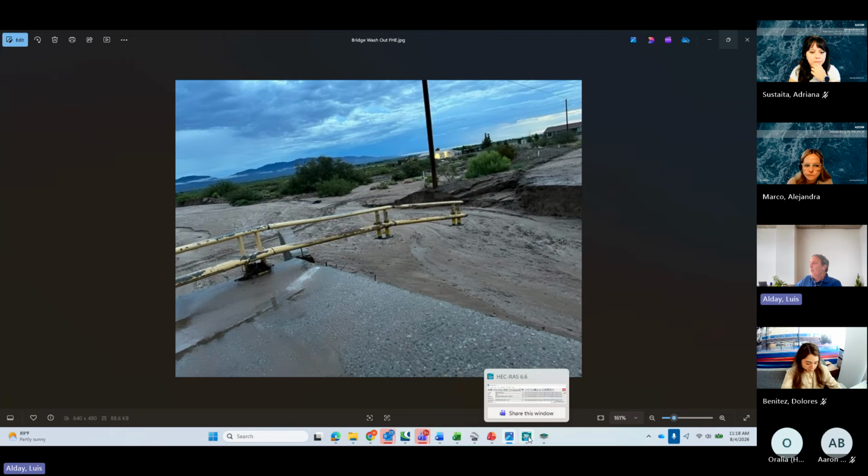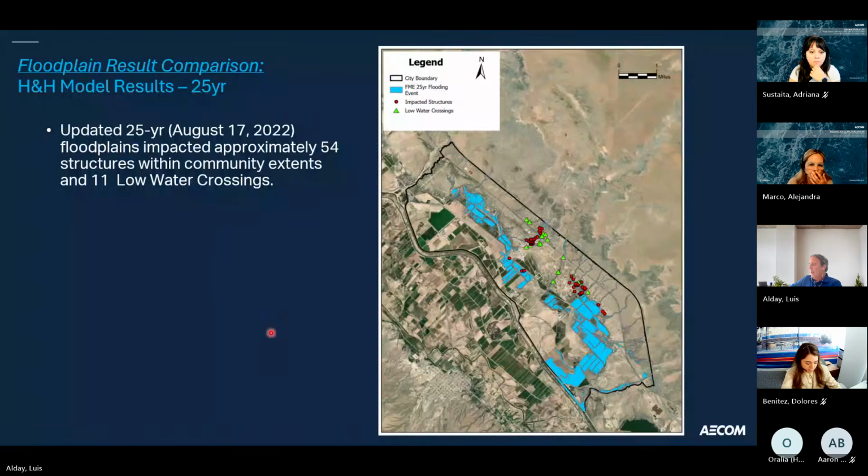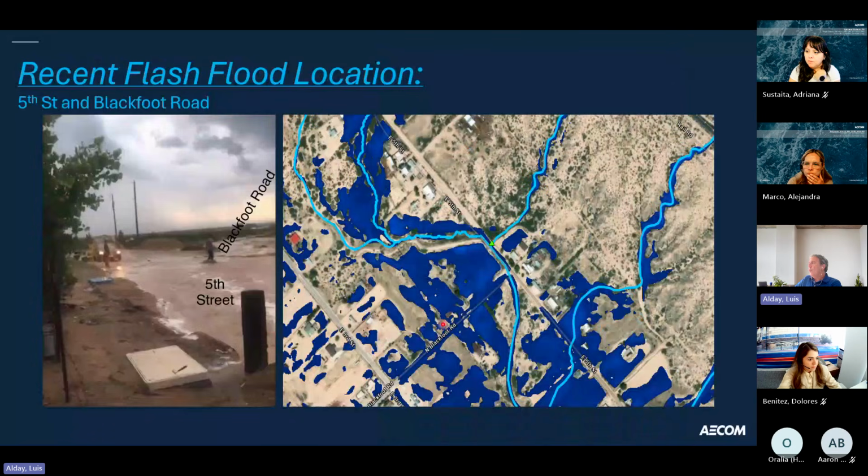Okay. Yeah, because here Dolores was pointing out, Dolores did most of the modeling here, that there are three arroyos that are meeting here. So there is a lot of flow going through here. We didn't know if it was somewhere here or somewhere there. So we would like to have a better understanding of where it was.